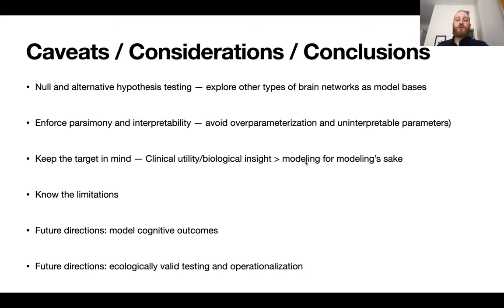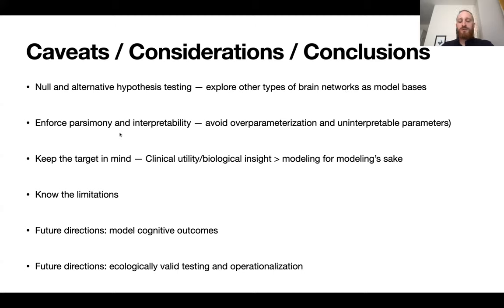And my last slide, what I'll leave it with are some caveats and conclusions. Some things to think about as we are, as a group, developing these models. Null and alternative hypothesis testing is critical. There are so many great software packages now for scrambling brain graphs but preserving certain features, or making spatially aware null distributions from a particular neuroimaging feature. And we should also explore other hypotheses. It doesn't have to be connectivity, there are other types of brain networks, right? Metabolic connectivity, gene expression connectivity, and so forth that we can use.